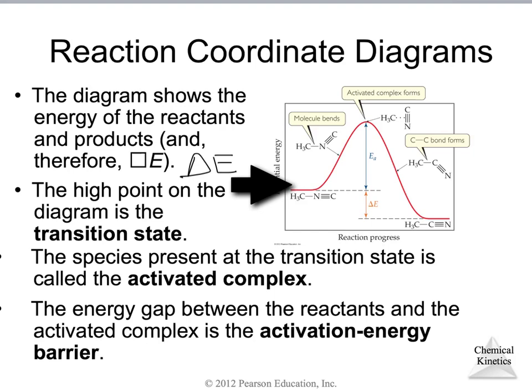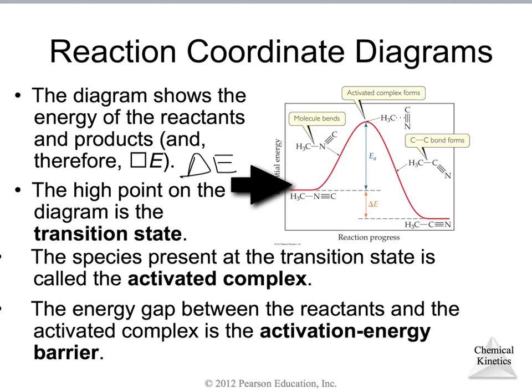So remember that if we're looking at a reaction coordinate diagram, a reaction is exothermic if the products have a lower energy than the reactants. And it's endothermic if the products have a higher energy than the reactants. The energy change for the reaction really has no effect on the reaction rate. This is just something that we look at to determine if a reaction is endothermic or exothermic.